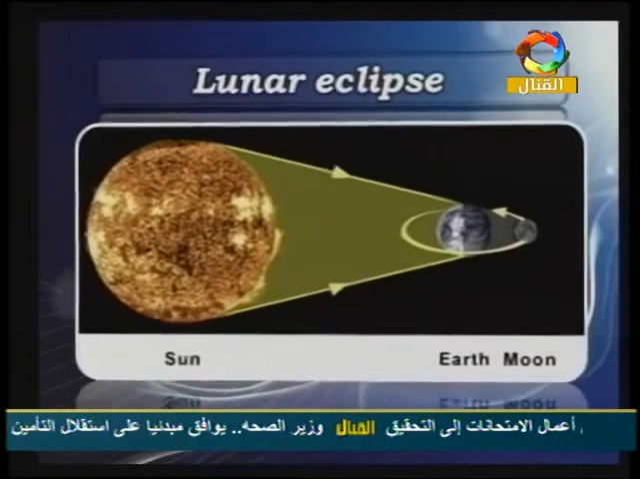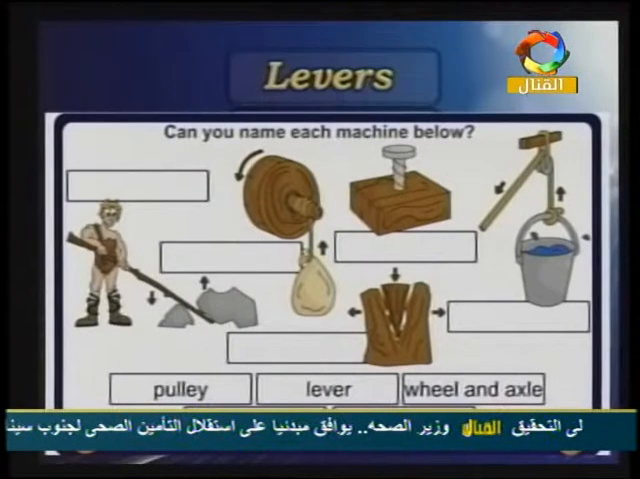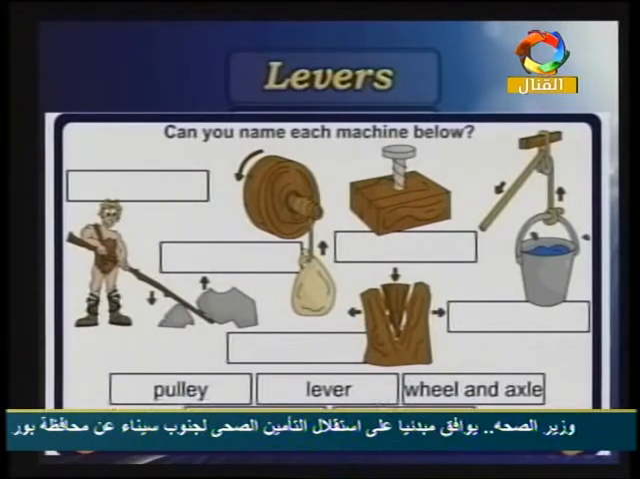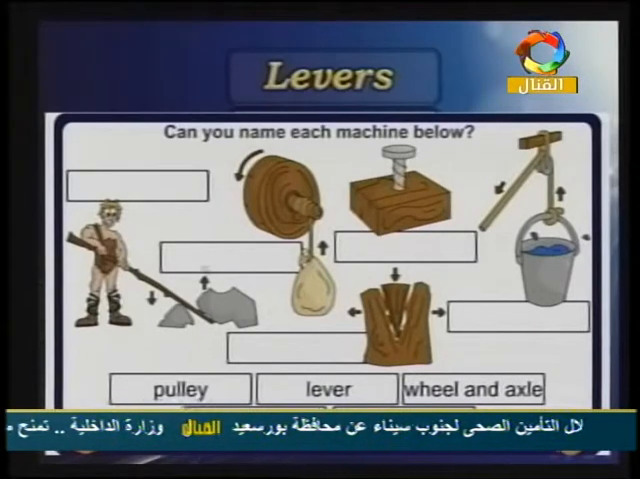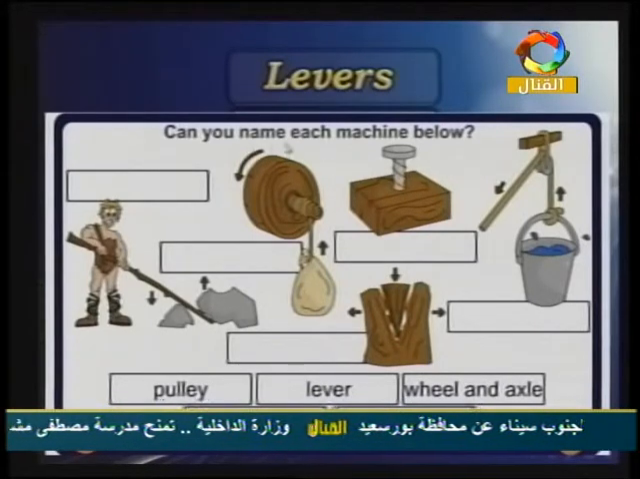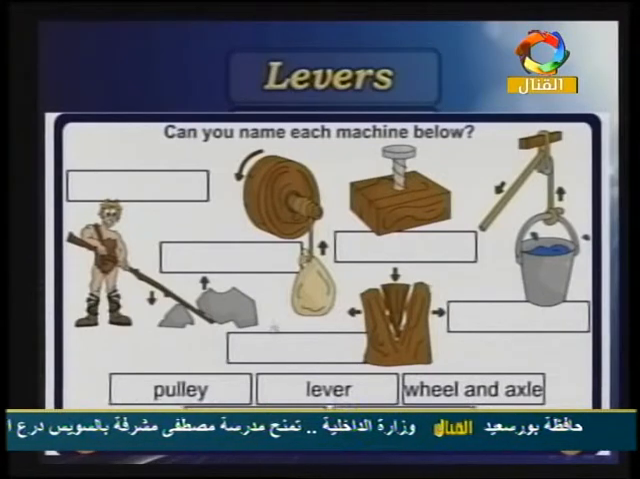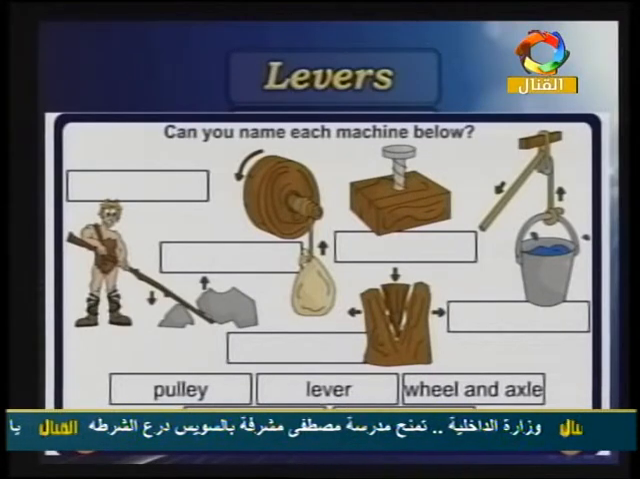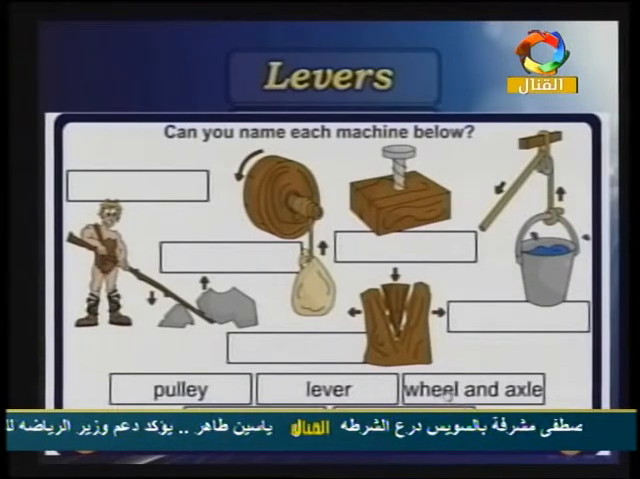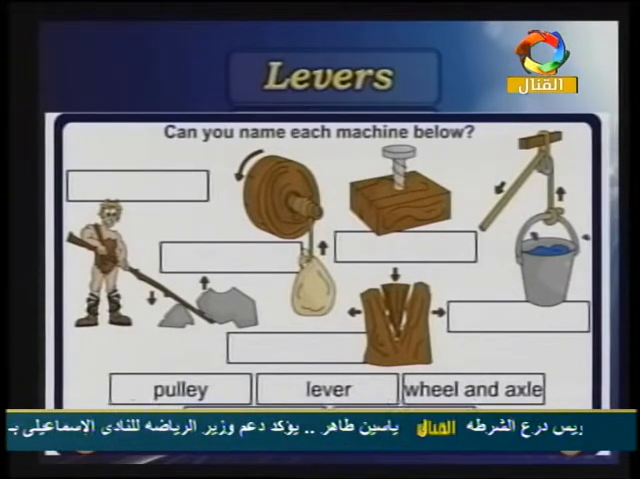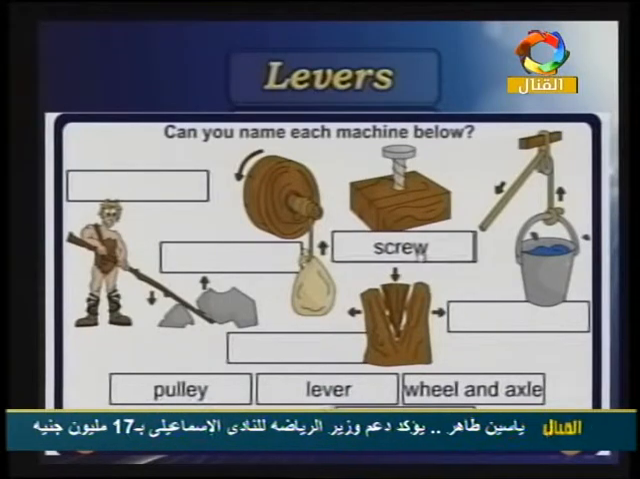After that, we have another thing about levers. We have many things about levers today. Can you name these machines below? Which one is lever? Which one is screw bar? Which one is wedge? Okay, wheel and axle. Which one is a screw? It's very easy. This is a screw, right?